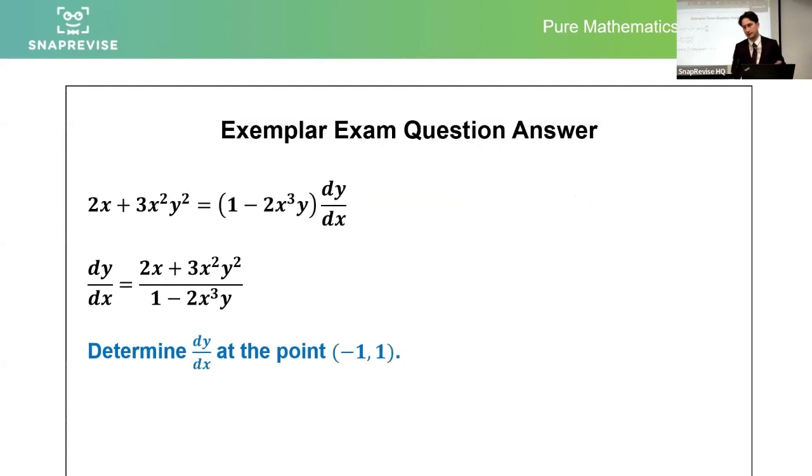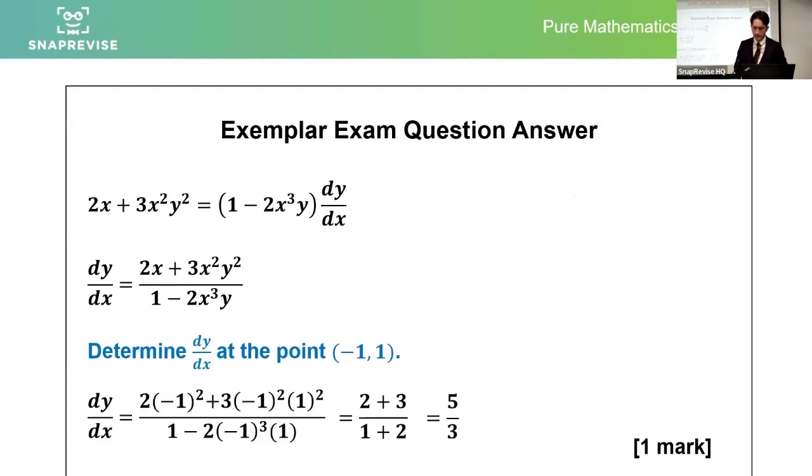They did also ask for the gradient at the point -1, 1. So you have to then sub that in and find it as a number, which ended up as 5/3. Well done if you got that.